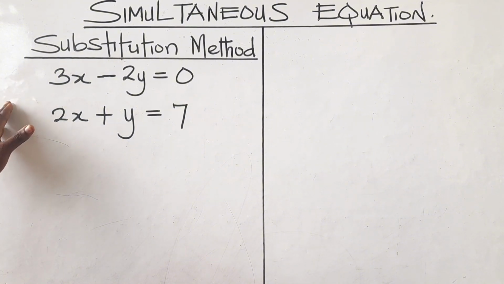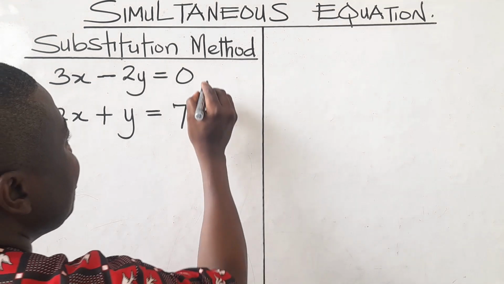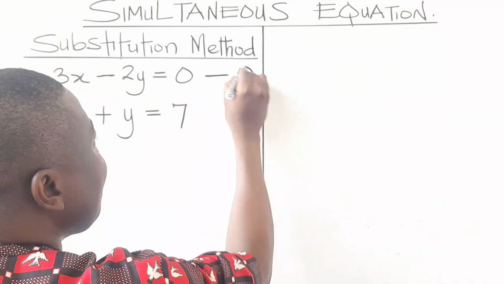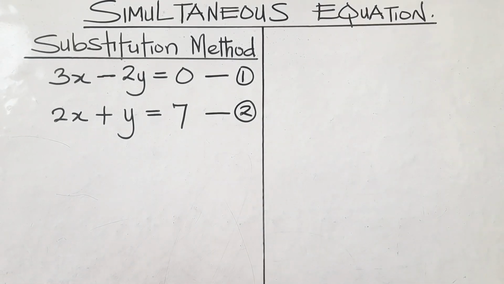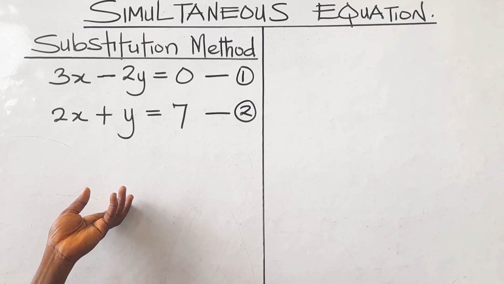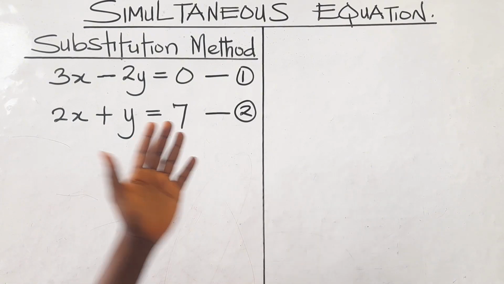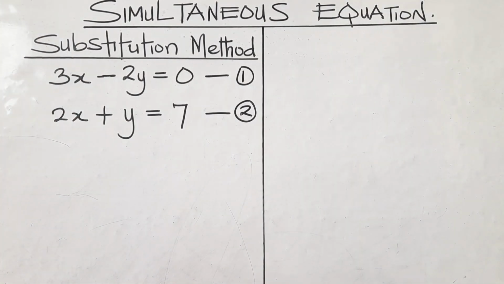substitution method. You have two equations, 3x minus 2y equal to 0 and 2x plus y equal to 7. Our first step is to label the equations so that our working is made clearer, such that this is our equation 1 and this is our equation 2. Then next, we're going to make y stand alone with respect to x, or x with respect to y.